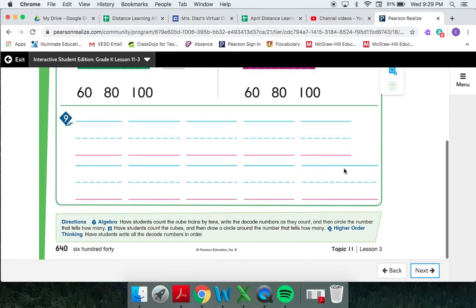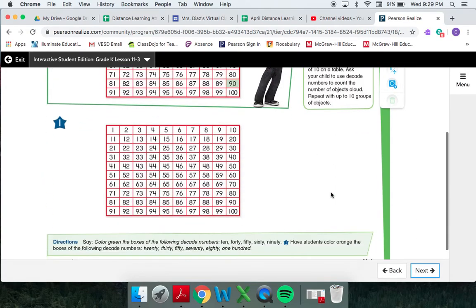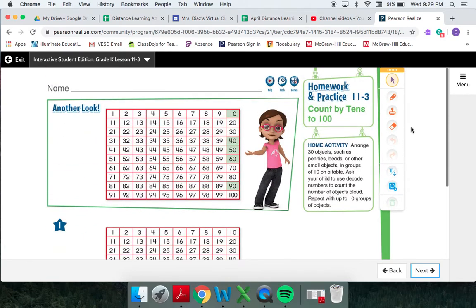So hopefully that helps. Again, the next pages are just your more practice pages. You're welcome to have your kiddo do those. And that's it for lesson 11.3.